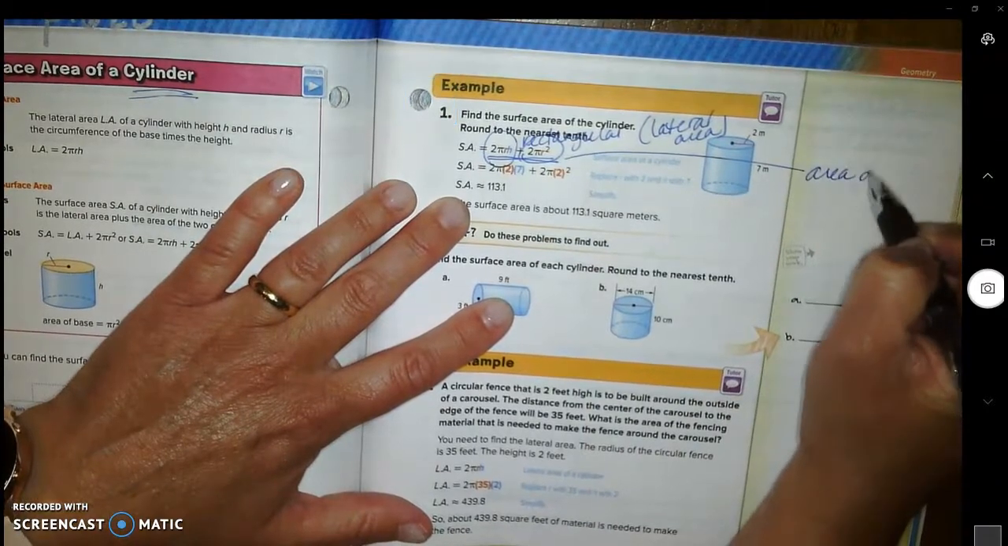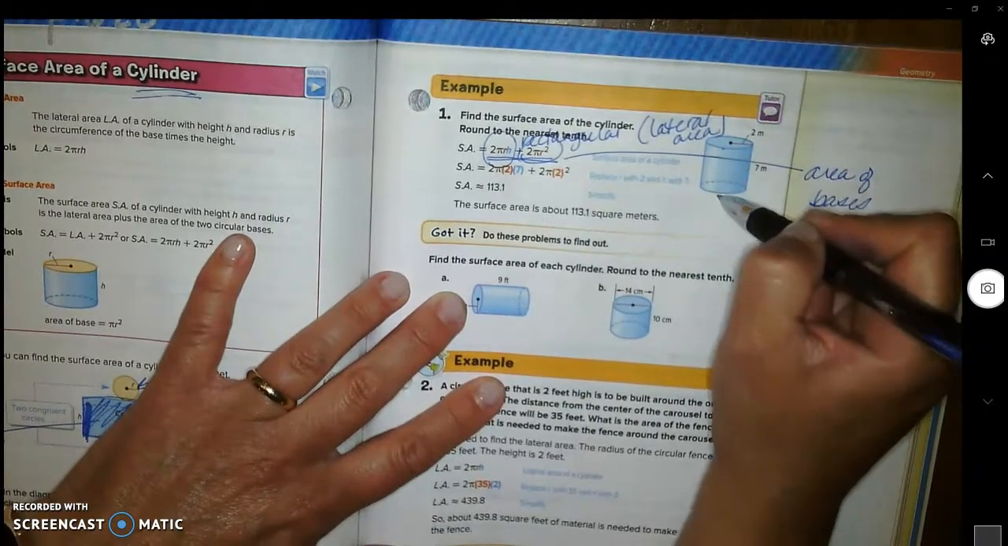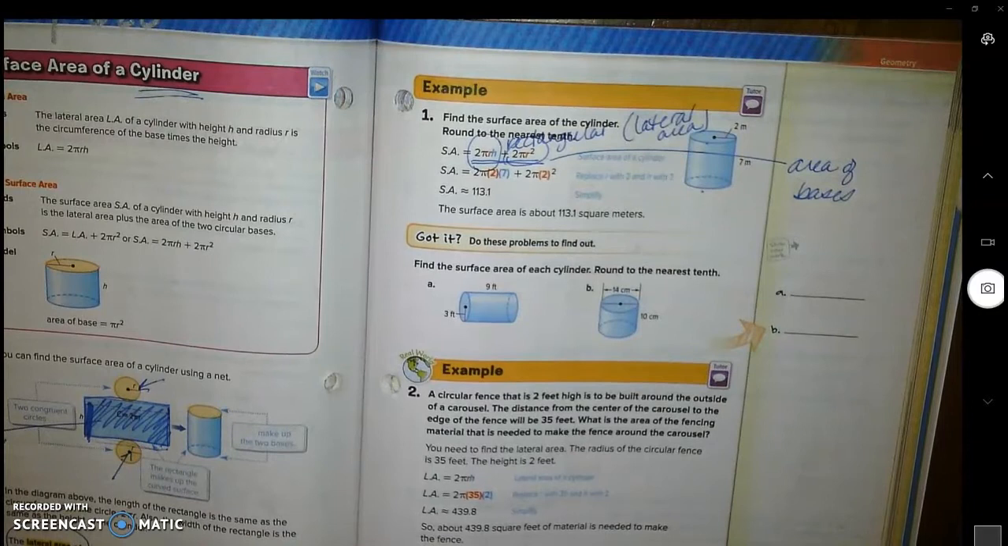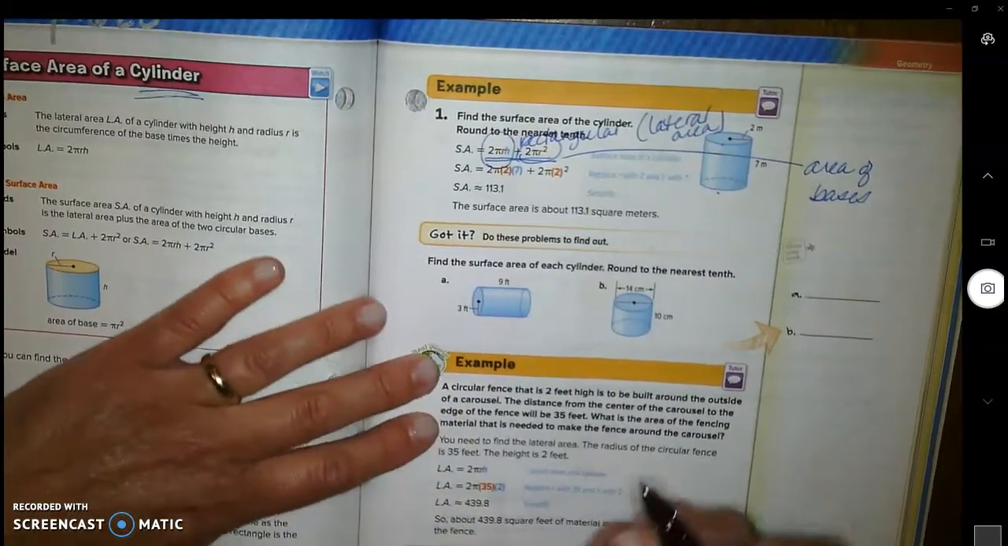These are the area of the bases, okay? And remember, there's two of them. There's a circle on the top and a circle on the bottom. So it's just a matter of plugging things in and seeing what you get, okay? So let's go ahead and try letter A and see what happens.